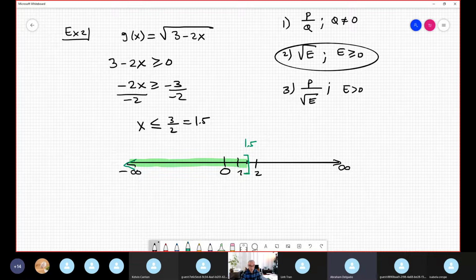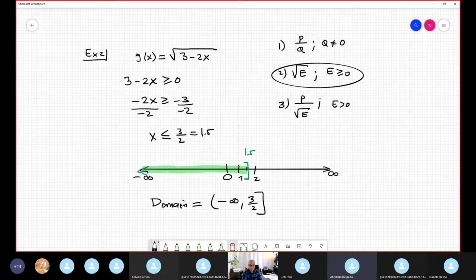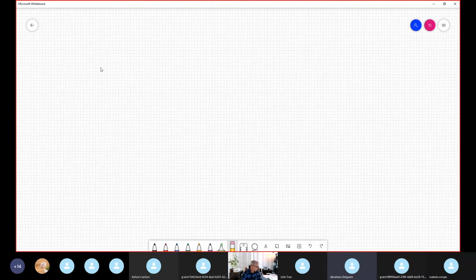Therefore, the domain of this function is from negative infinity, comma, 1.5 or 3/2, either way, bracket. Any question, right? Super easy. No question, right? Okay. Let's move on to example 3. I have a lot of examples. This is important for me. Important. Example 3.